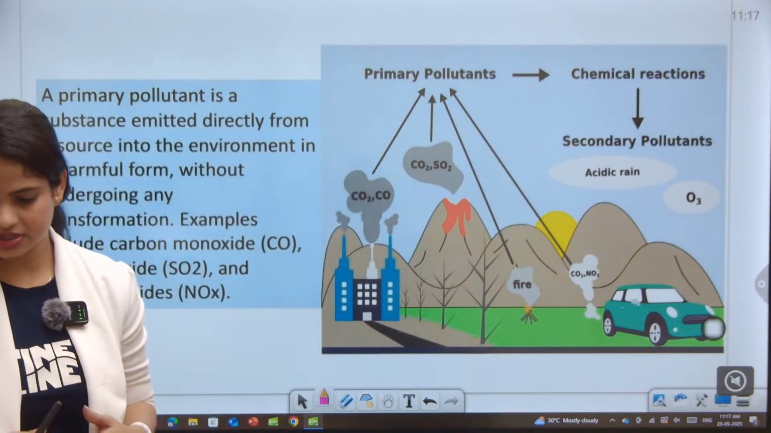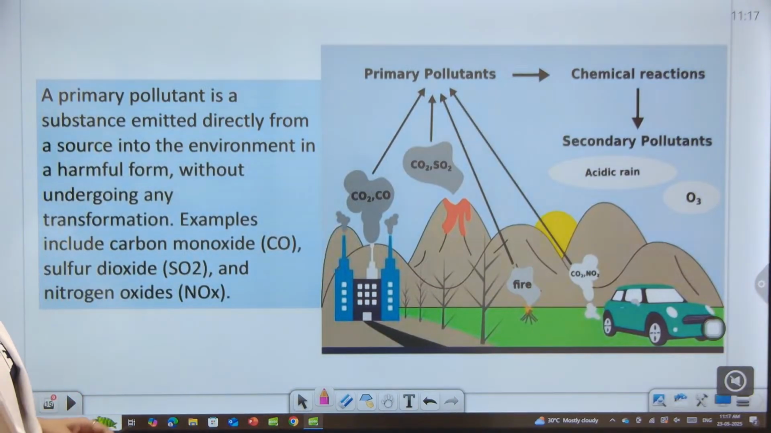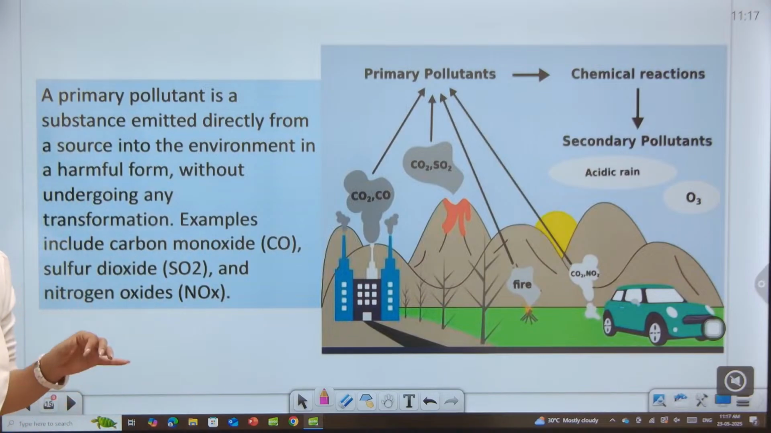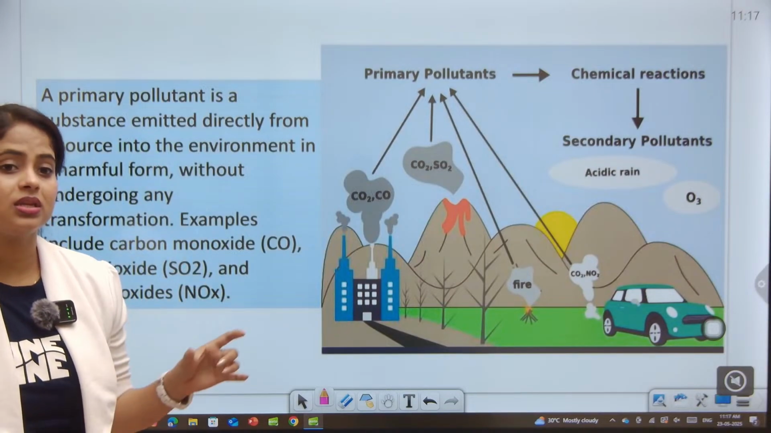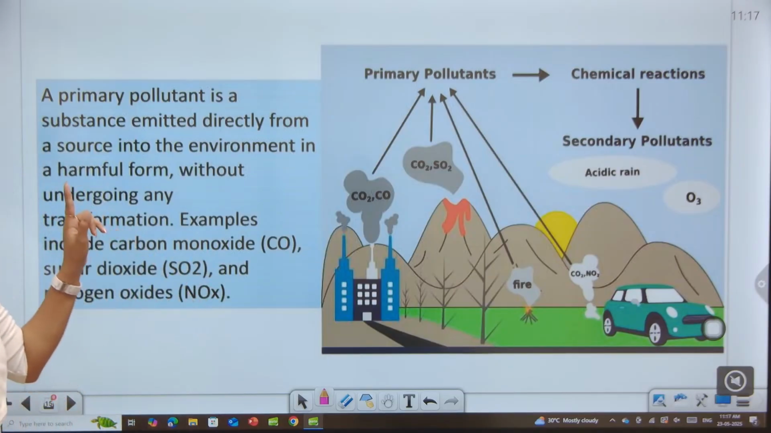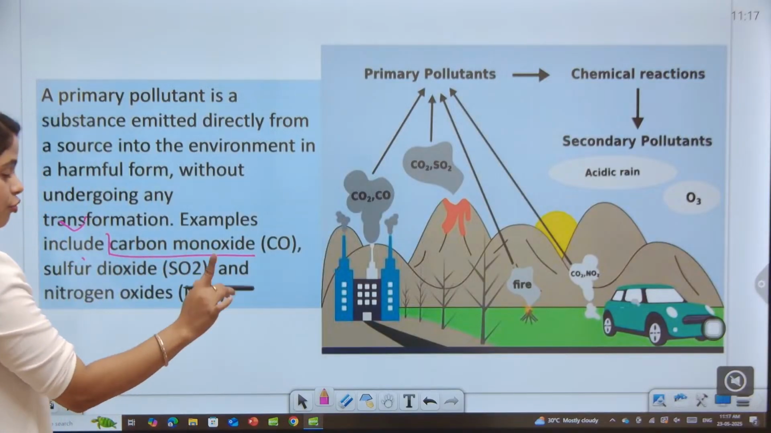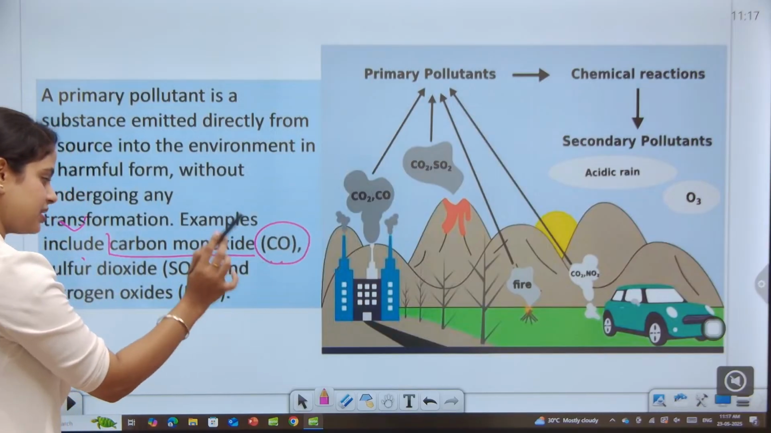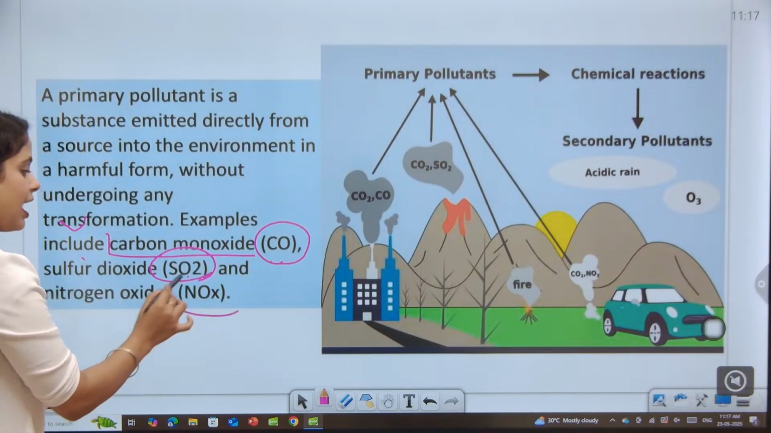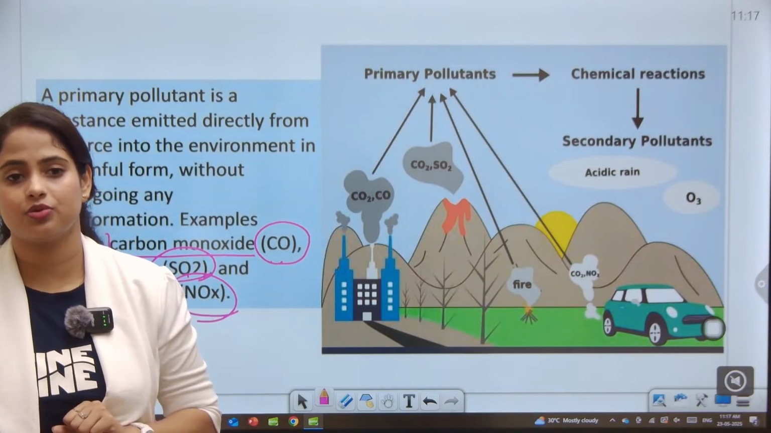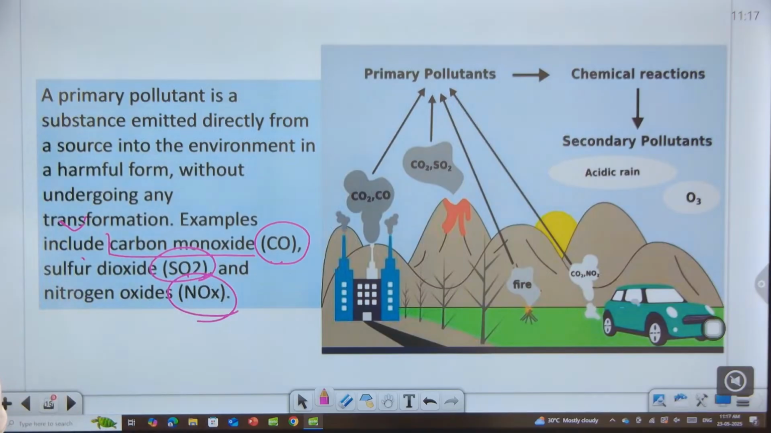So, what will be the right answer? The sulfur dioxide. A primary pollutant is a substance emitted directly from a source into the environment in a harmful form without undergoing any transformation. Examples include carbon monoxide, sulfur dioxide and nitrogen oxides. These are three primary pollutants of the environment. Clear?